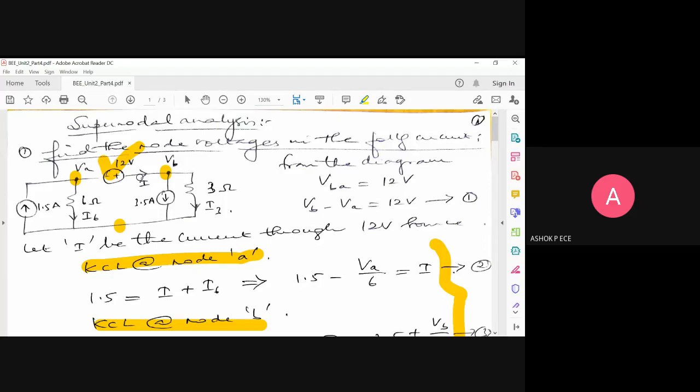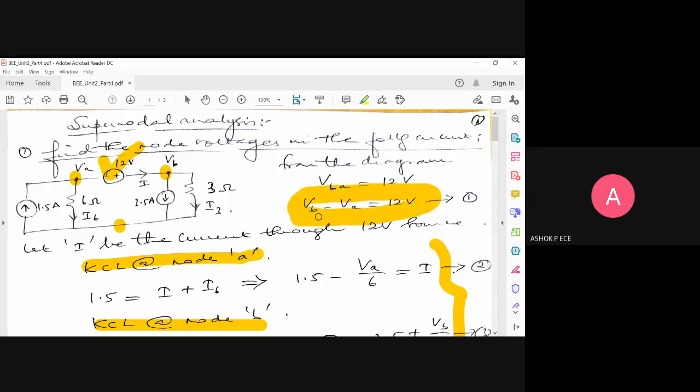Always the positive connected node will come first, the negative connected node will come second. See, B is connected to plus, A is connected to minus. So the notation is VBA equal to plus 12. And you know, in nodal analysis, the voltage between two nodes is the voltage at the starting node minus the voltage at the second node. So VBA is going to be VB minus VA equal to 12.